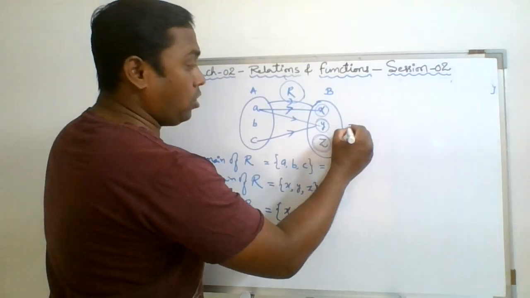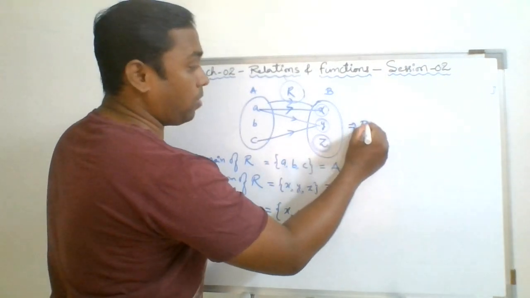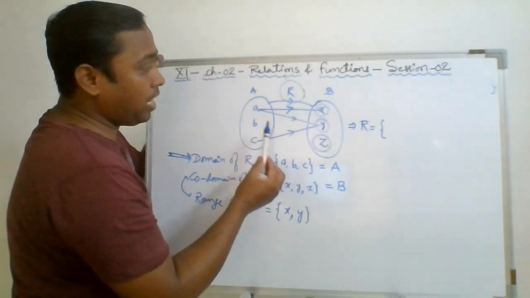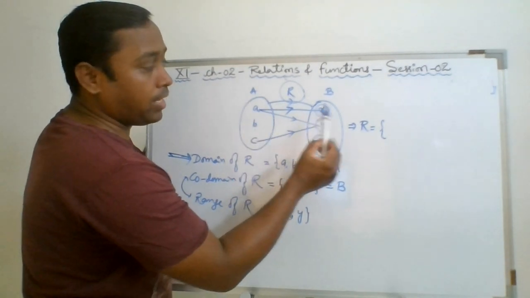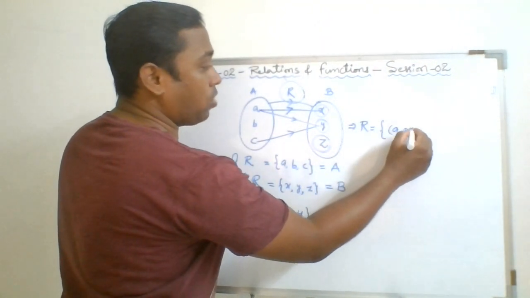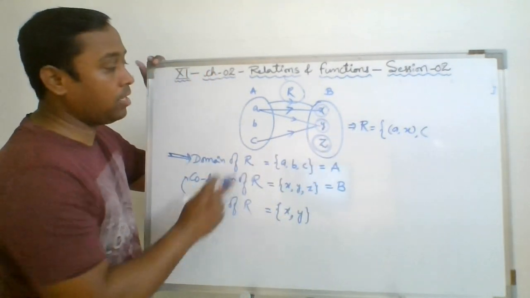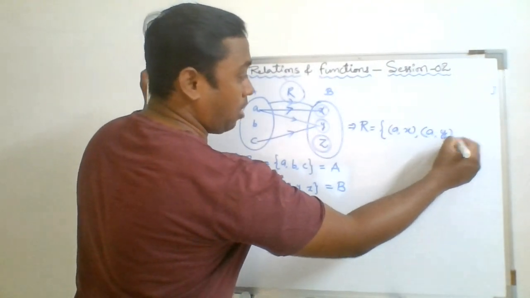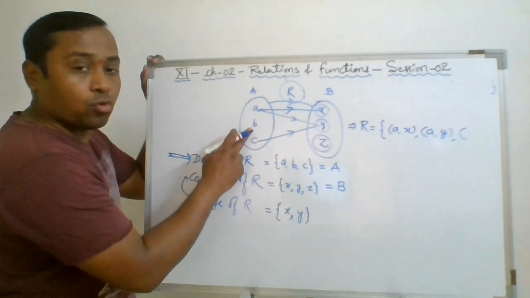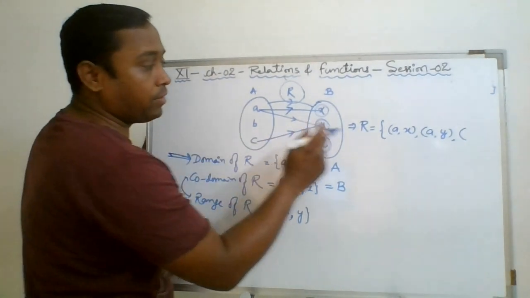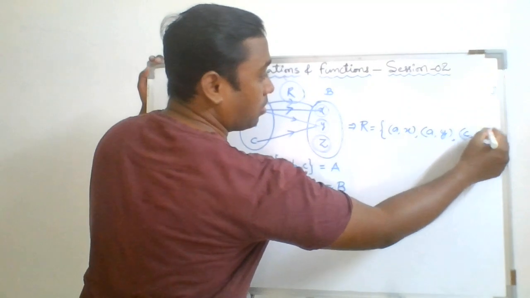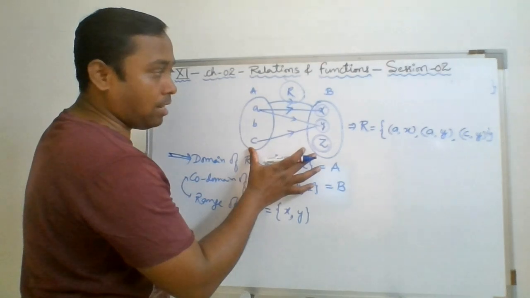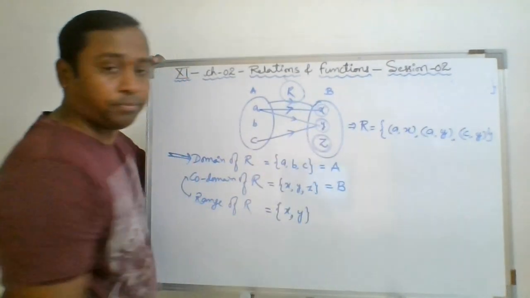Now, if I want to express this relation in roster form, how could I express it? I have to write it in roster form. So definitely I would write A is related with X. So A comma X will be one ordered pair in the relation. A is also related with Y, hence another ordered pair will be A comma Y. Now B has no relation. Now C is related with Y, so C comma Y will be the third ordered pair. So simply what I did, I have expressed this arrow diagram form of the relation in roster form.